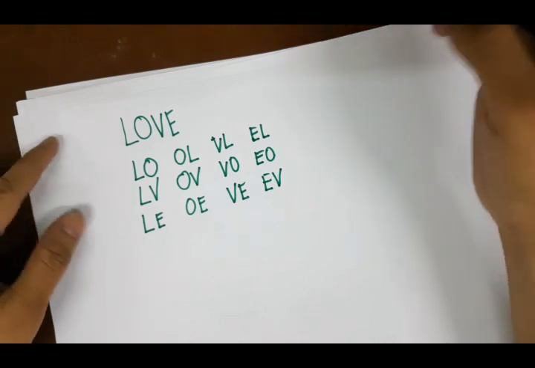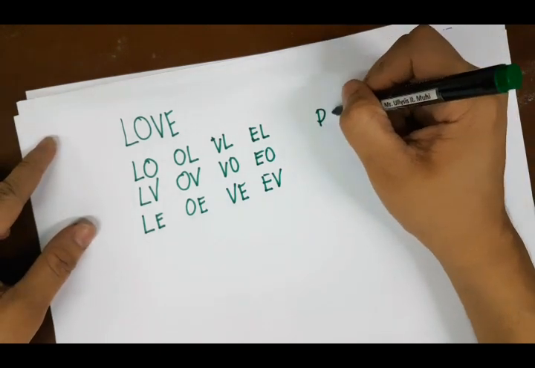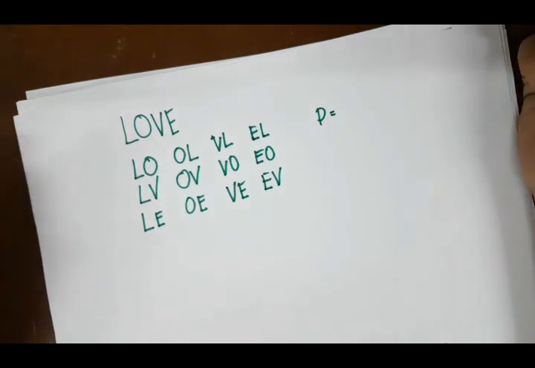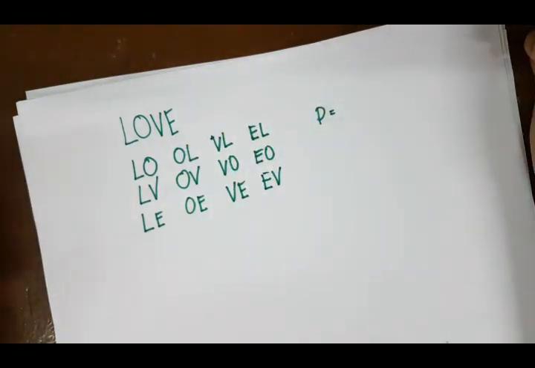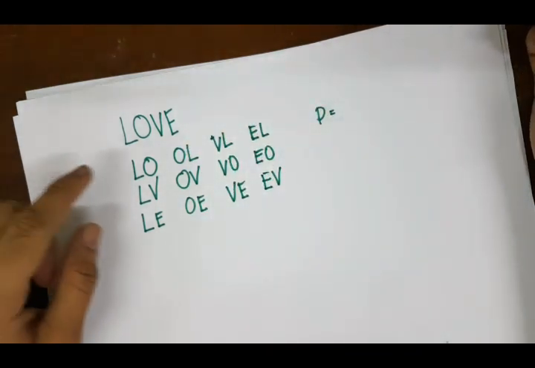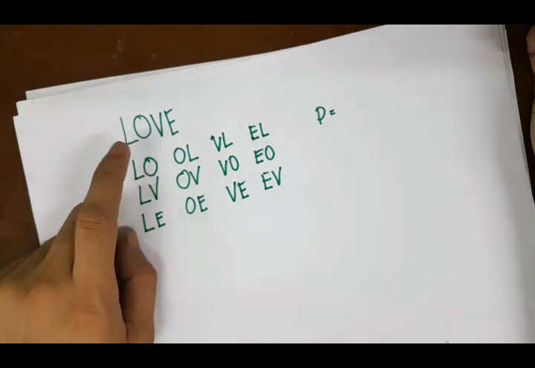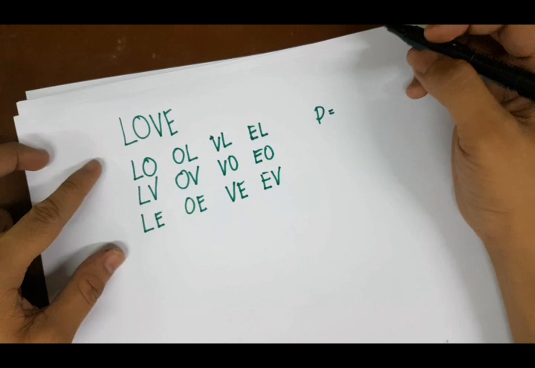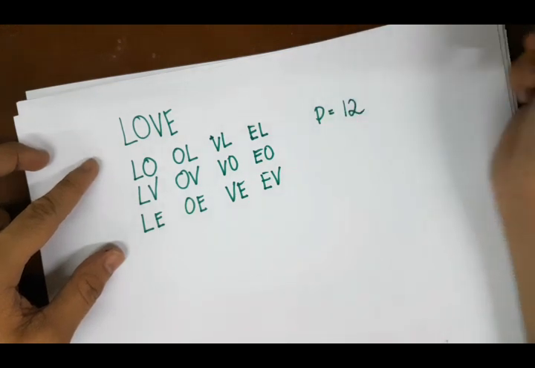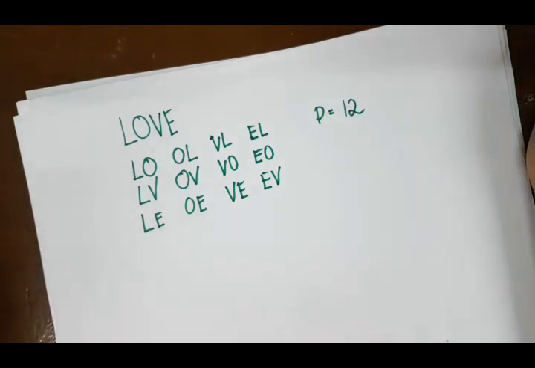So, under permutations, the order matters, so we are going to count everything in here. So LO, OL, VL, all of these are counted. So there are 12, okay? So there are 12 ways.